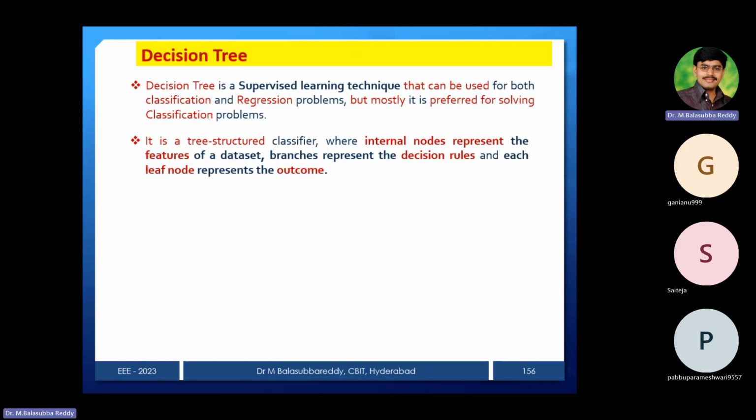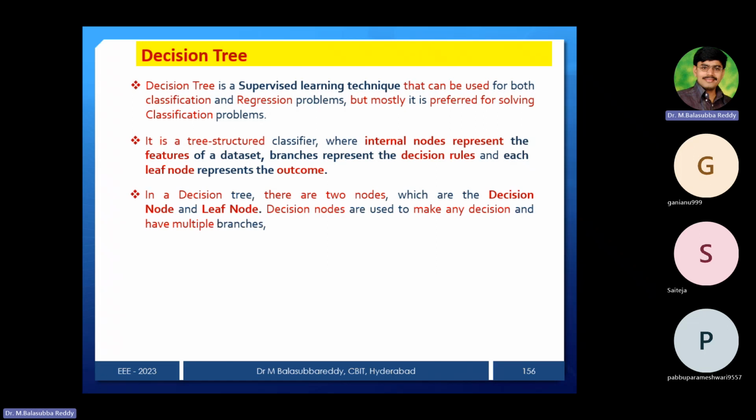There is a root node we have to identify first. From that, we have to go down up to the leaf node. So that is the process we are doing here. We also have to identify which one is the root node, because many features are there and we must decide where to start. That is also a major concern in this aspect.